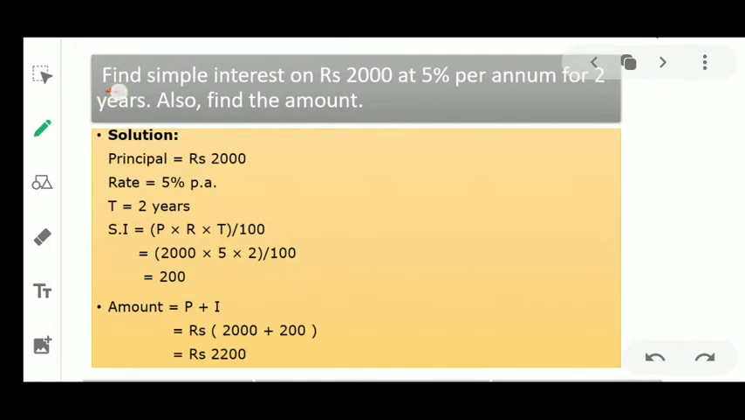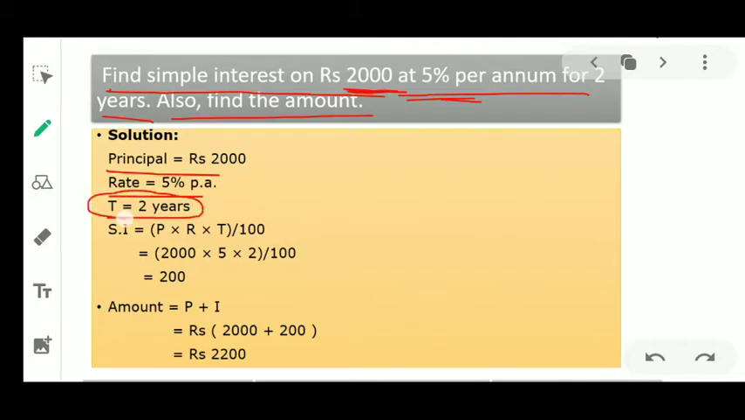Now look at this example. Find simple interest on 2000 rupees at 5% per annum for 2 years, and also find the amount. Now first write down the data given in the question. Principal equal to 2000, that is given in the question. Rate equal to 5% per annum, that is also given, and T, time, equal to 2 years.